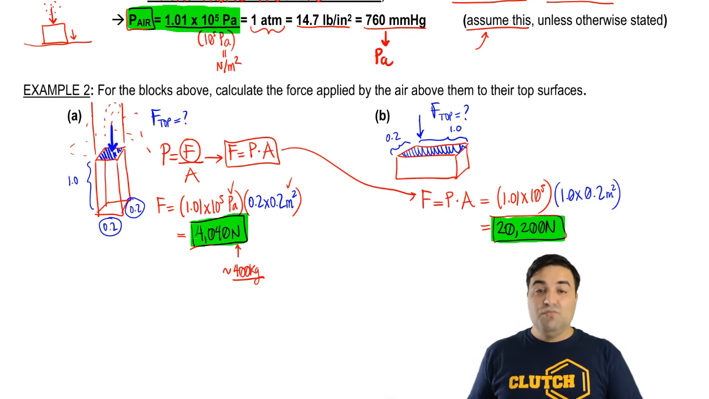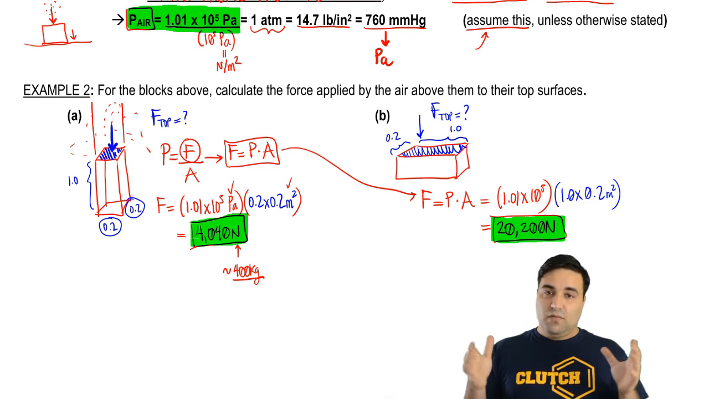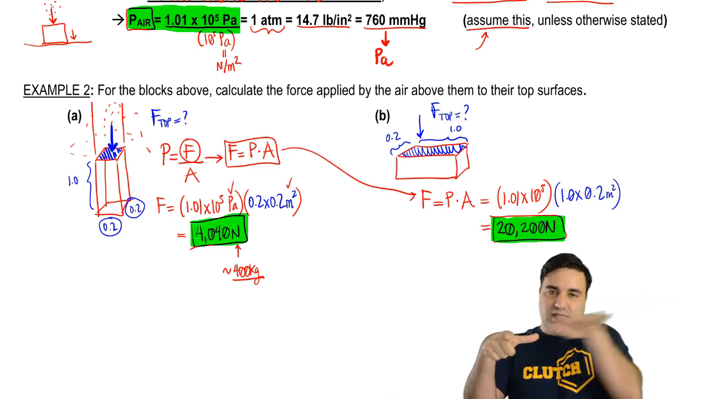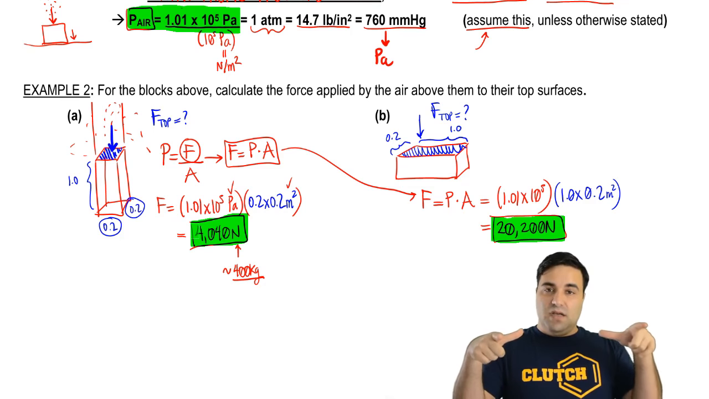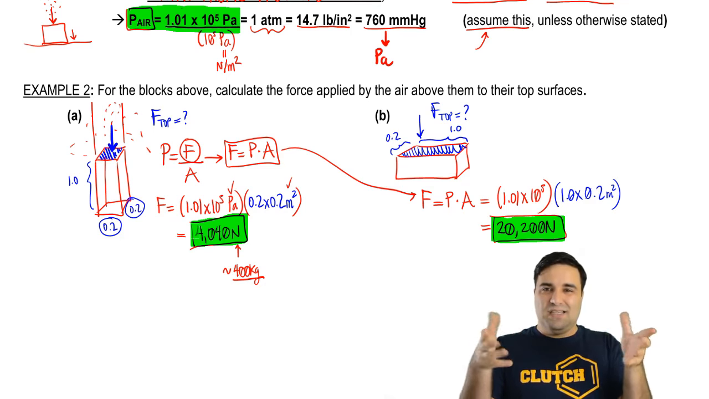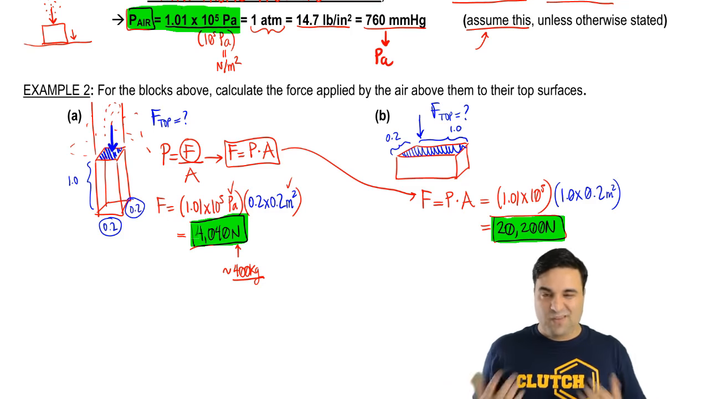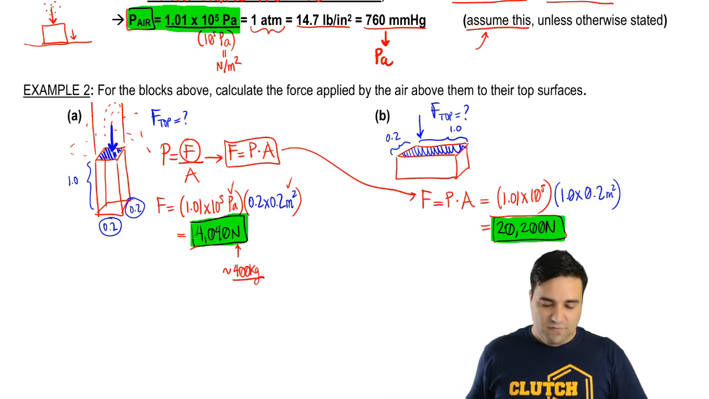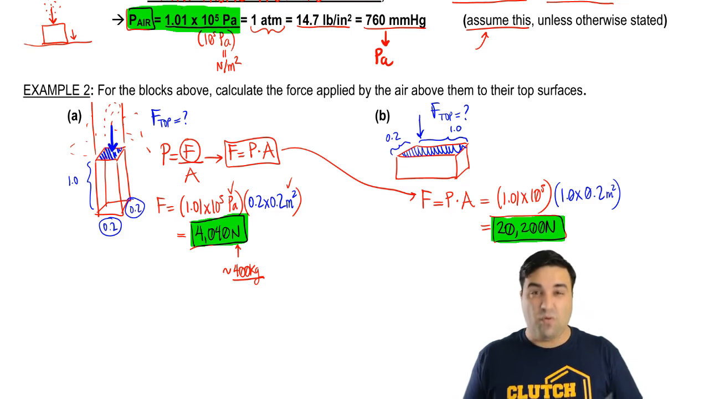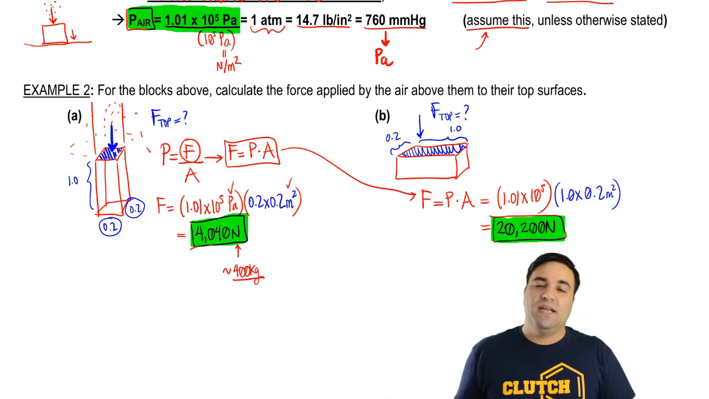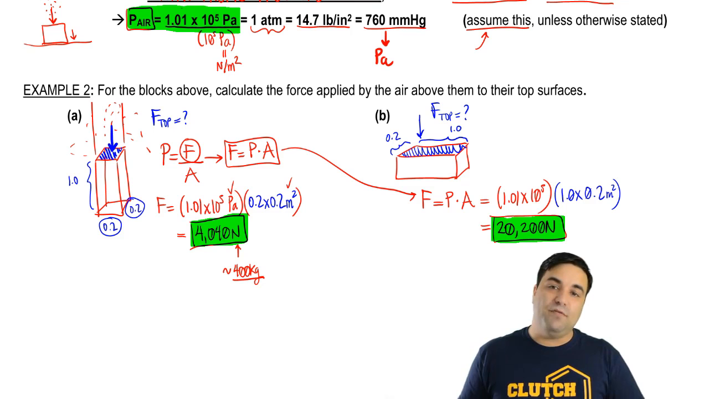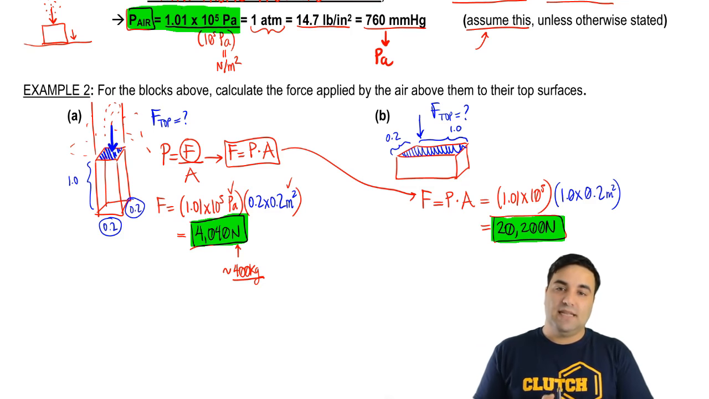Now, notice that the force here turned out to be much greater than the force here. Why? Well, because there's more air on top of you. That top area of this block is supporting a lot more air on top of it. Therefore, it's more force, and you can also think of this as more weight. Essentially, what we're doing here is calculating the weight of air on top of you. All right, so that's how this works. Let's keep going.